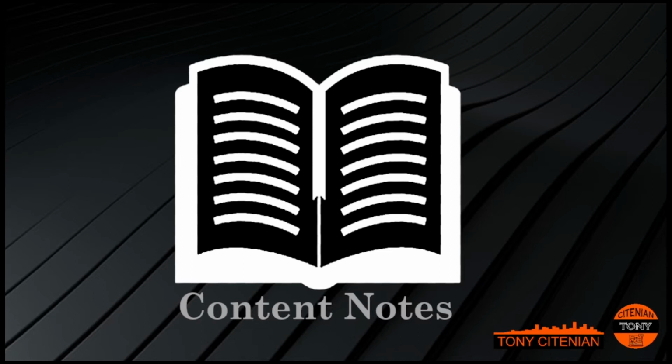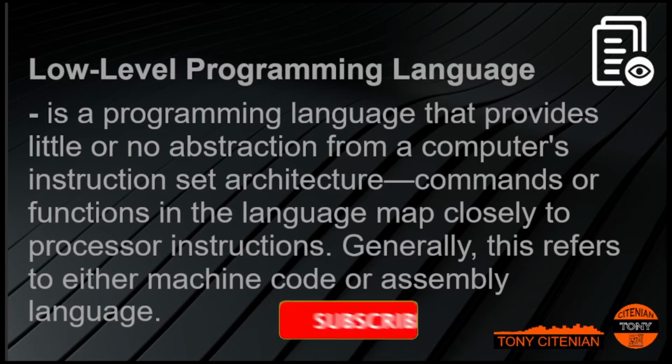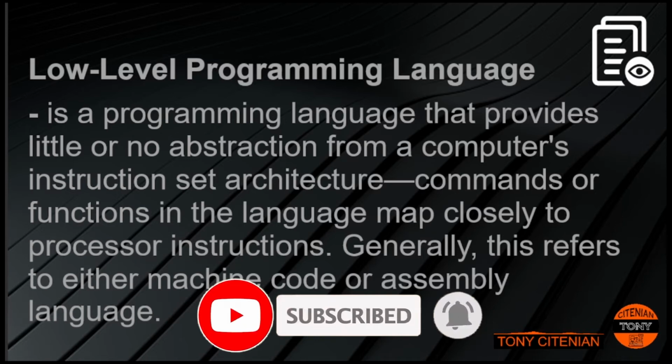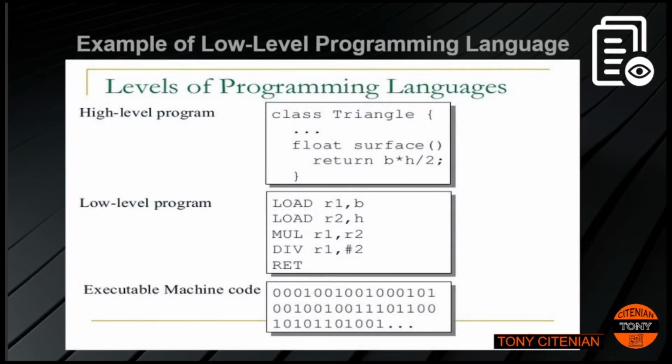What is a low-level programming? A low-level programming is a programming language that provides little or no abstraction from a computer instruction set architecture. Commands or functions in the language map closely to processor instructions. Generally, this refers to either machine code or assembly language. Moving on, so this is an example of a low-level programming language. We have a high-level, low, and executable machine code. Kindly review, or you can also screenshot this one.